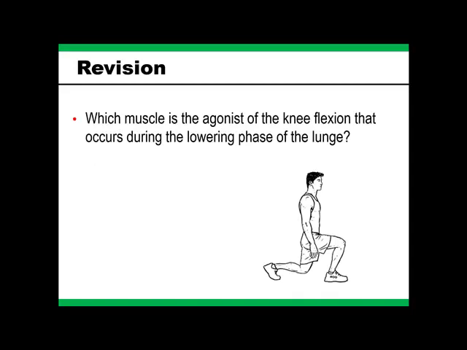Bicep brachii. Which muscle is the agonist of knee flexion that occurs during the lowering phase of the lunge? I'm talking about the front knee here. So front knee, I'm lowering, my knee is flexing. Which muscle is the one muscle that is doing this more than the others? What's the answer? Yell it. Who thinks rectus femoris? I've heard rectus femoris. Who's on gluteus maximus? Who's on biceps femoris? Who's on gastrocnemius? I don't know who'd be on gastrocnemius. Rectus femoris.